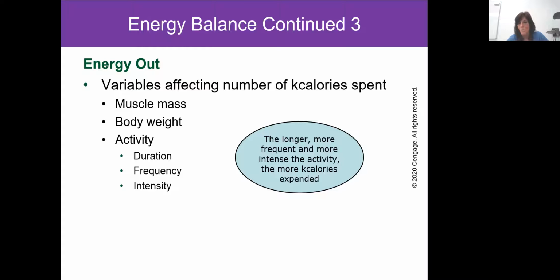It talks here about losing weight. What are the variables that affect how people lose weight? So muscle mass, body weight, activity, right? The longer and the more intense an activity is, it has cardiovascular benefit, right? But also, you're going to expend more calories. If you expend more calories than you take in, you're going to lose weight. It's just a slow process.